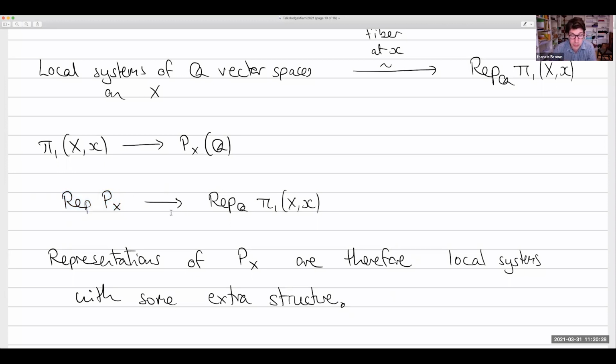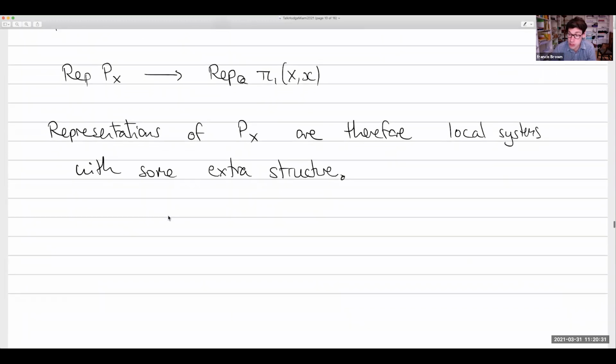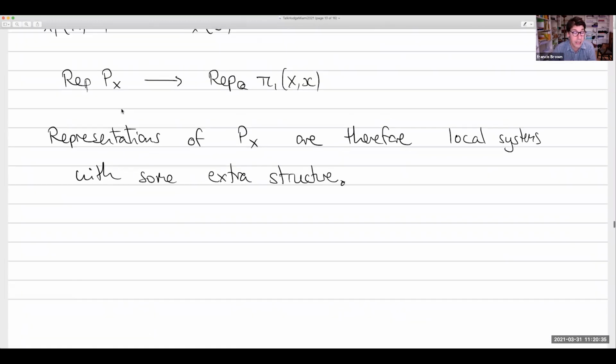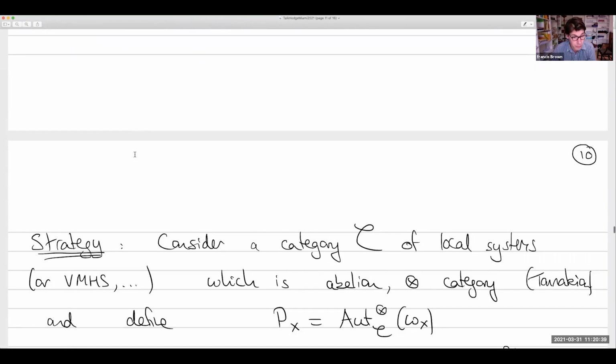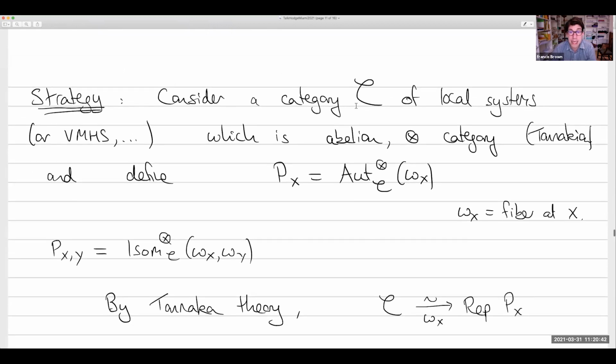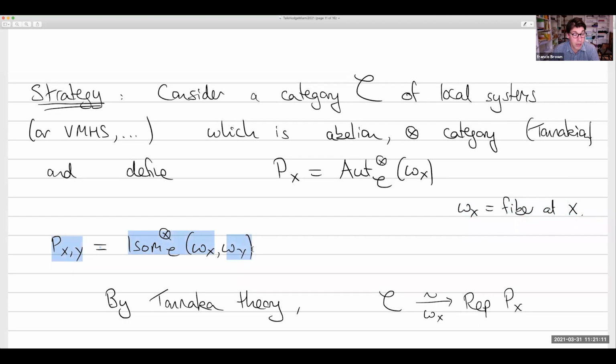So representations of our completed fundamental group will always give back local systems. And that means that they are local systems together with extra structure. And that tells us precisely how to go about defining such an algebraic completion of the fundamental group. So here's the strategy. We consider any category of local systems, so this will be a full subcategory of the category of local systems. We want it to be an abelian tensor category, more technically a Tannakian category, and we can define P of X to be the affine group scheme which is the tensor automorphisms of the functor omega X, which is the fiber at X. Similarly, we can define the torsor of paths from X to Y to be the isomorphisms of fiber functors from omega X to omega Y.